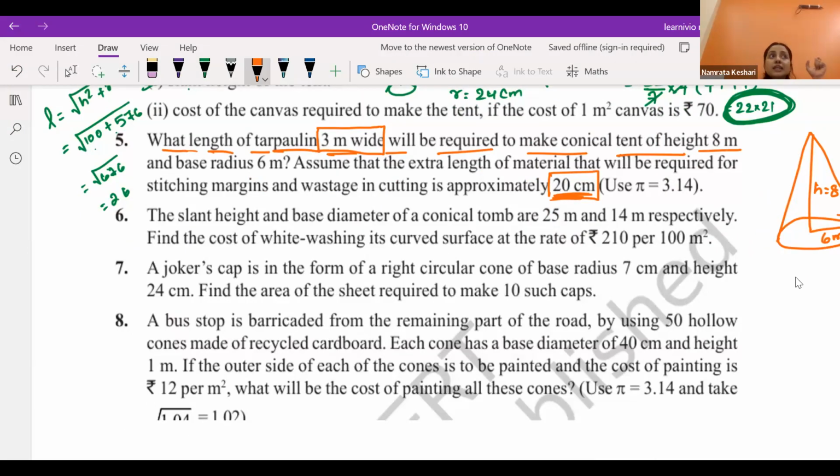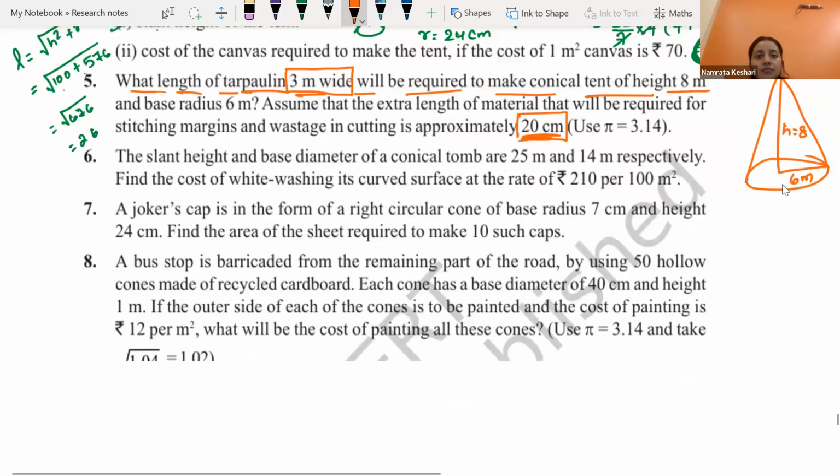If it is specifically mentioned in the question that for the tent we need the cloth for the ground as well, then we take the total surface area. Otherwise, whenever a tent question is there, we only assume the curved surface area or the lateral surface area. So first you need to find the curved surface area. Please find it first and tell me what you are getting.